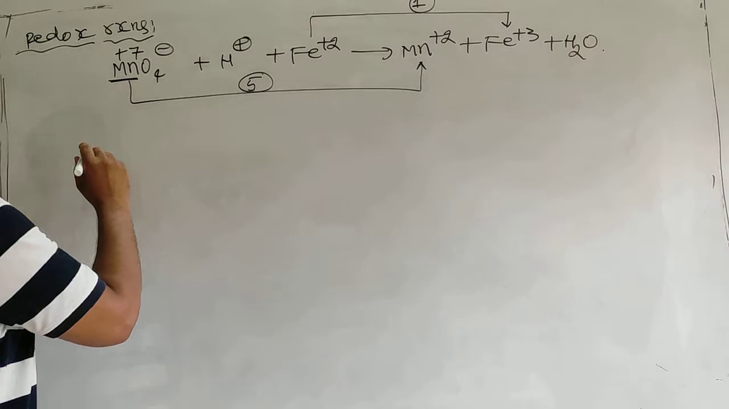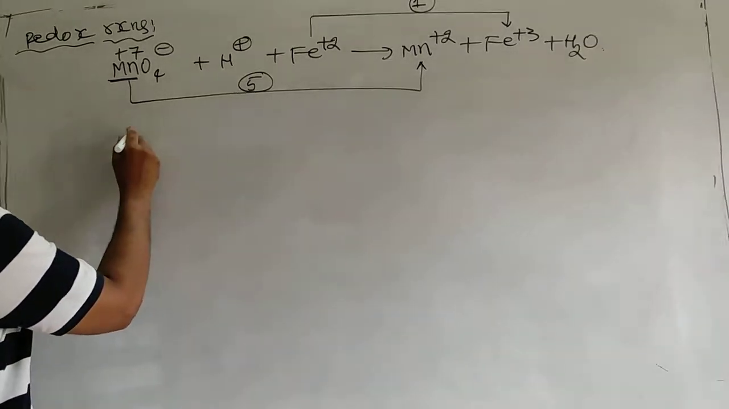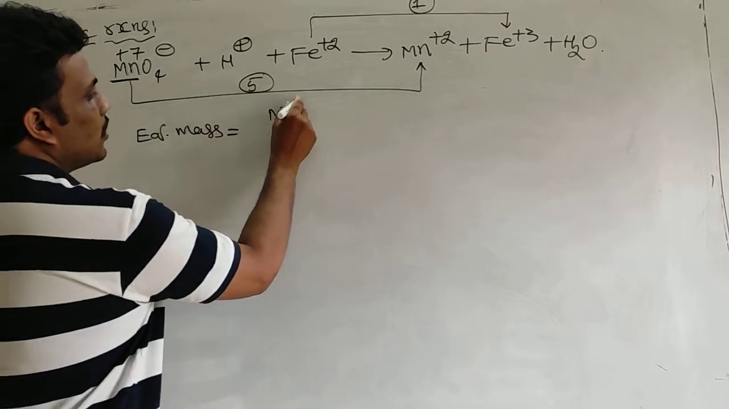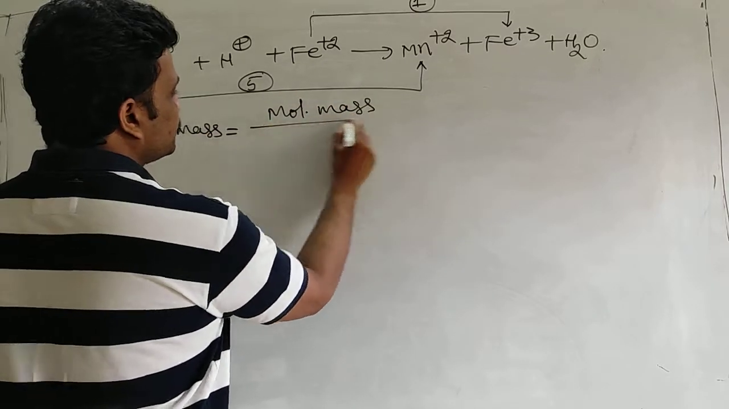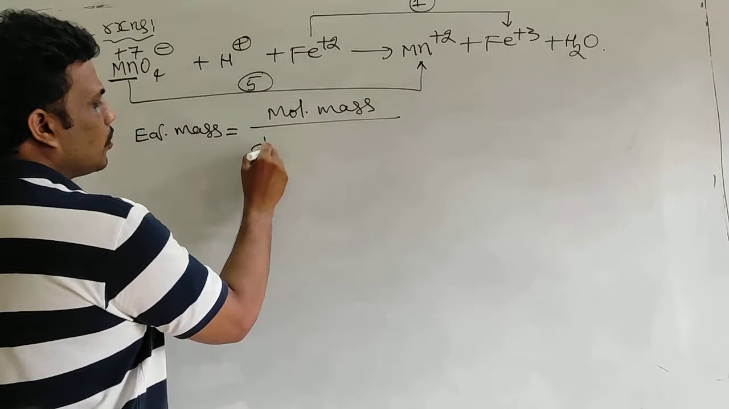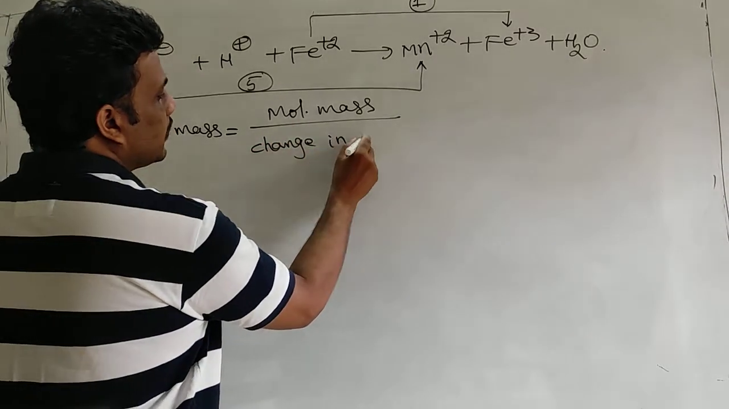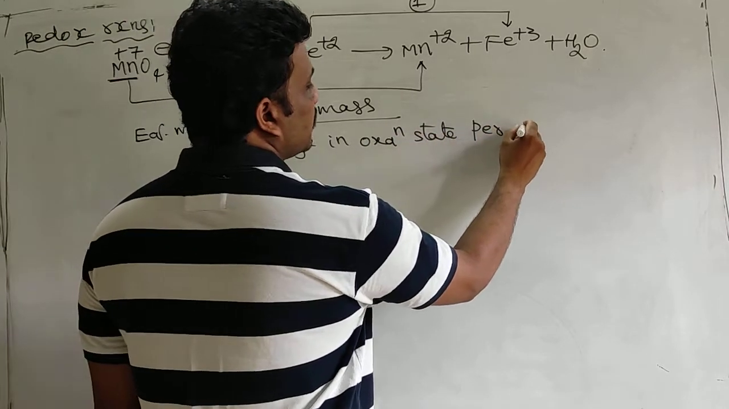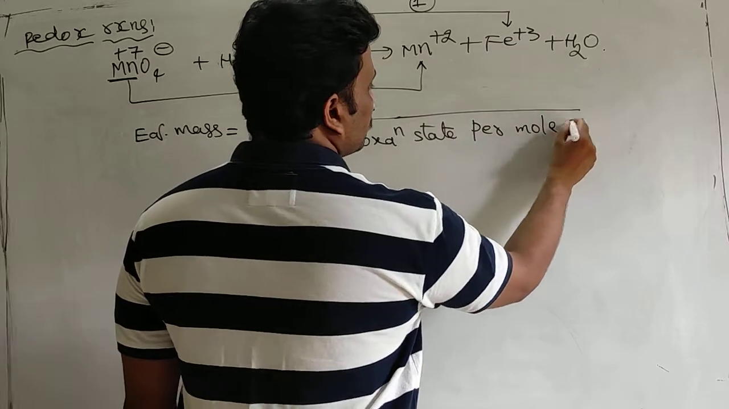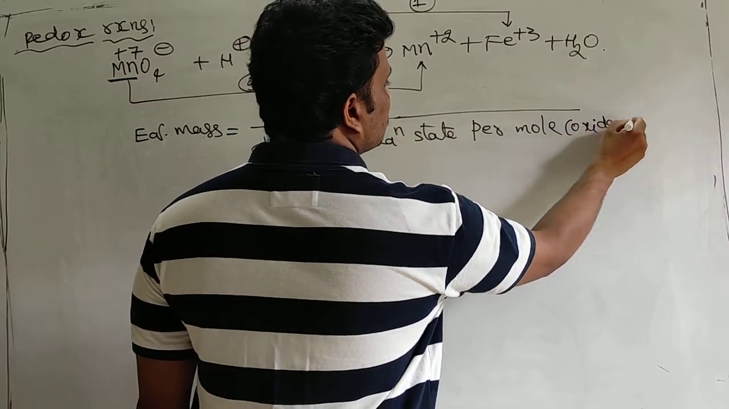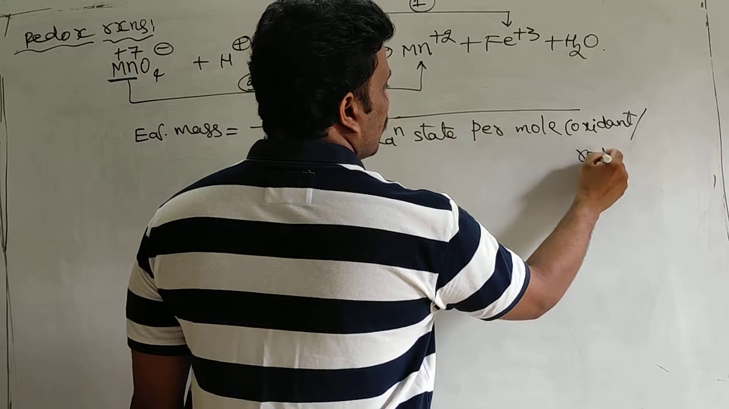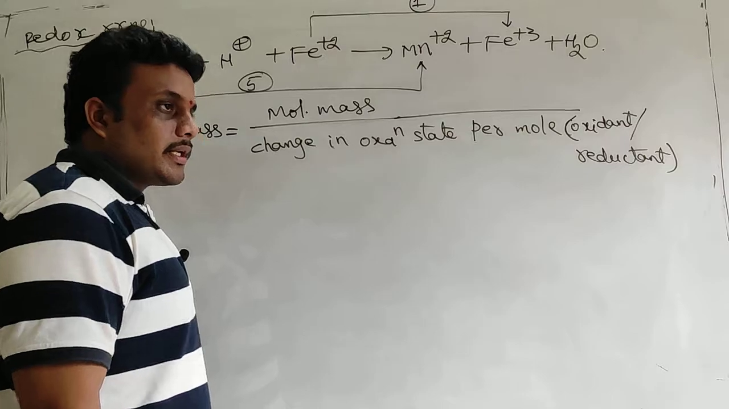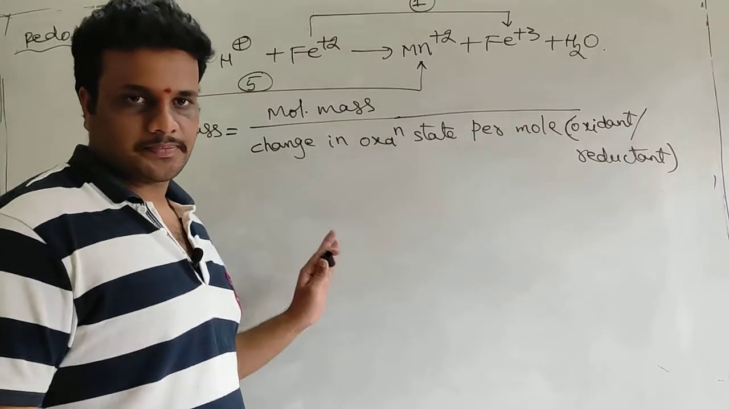So how to calculate N factor? That is very simple. Actually, equivalent mass. How to calculate equivalent mass? Molecular mass of oxidizing or reducing agent upon change in oxidation state per mole of oxidizing agent. This is also called oxidant or reductant. Per mole you have to calculate. It means to calculate N factor, no need to balance the reaction.